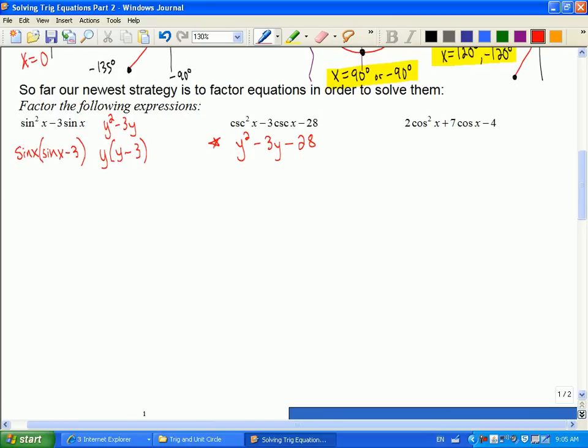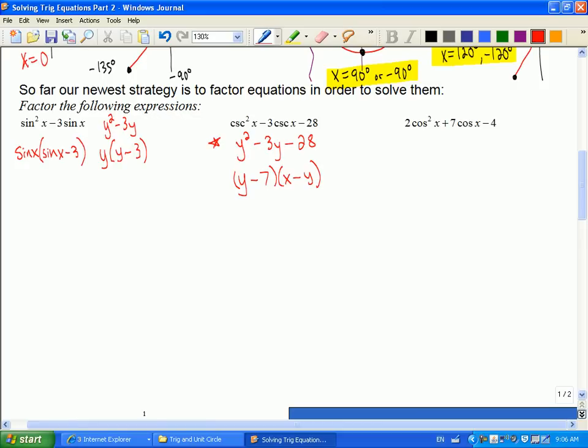Okay, so if you remember this in Math 11, what was your strategy? You play a little game, right? You say, I need to find two numbers. Yeah, they add to negative 3 and they multiply to negative 28. So that means you probably would go like this. Okay? But this year you're using the trig ratios.